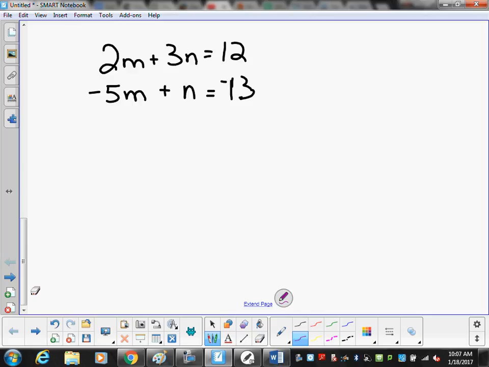So the easiest one, we'll talk about both. If I want to get m to be opposite, I'd have to multiply the top equation by 5, that would give me 10m, and the bottom equation by 2, which would give me -10m. But that's multiplying both equations. It's actually easier, as Marissa just pointed out, if you multiply the second equation by -3. Then I don't have to multiply the top equation by anything because I would have a positive 3n and a negative 3n. Okay? So I'm going to multiply equation 2 by -3.